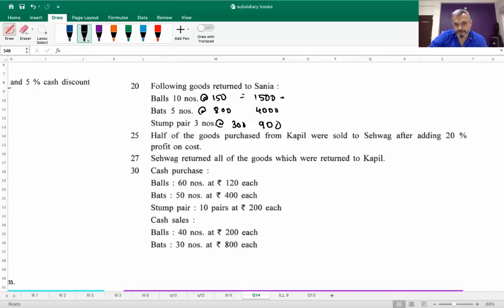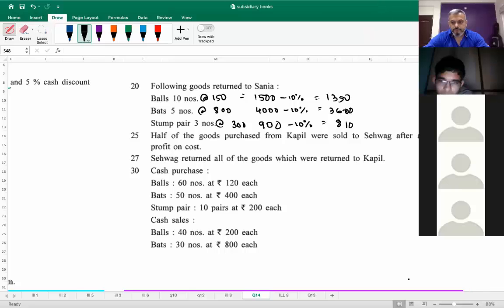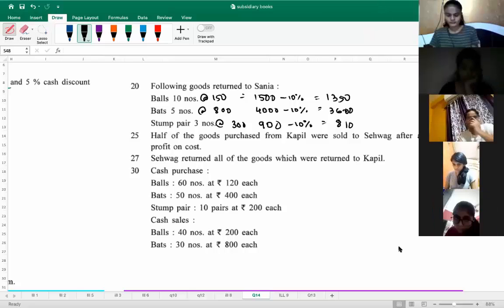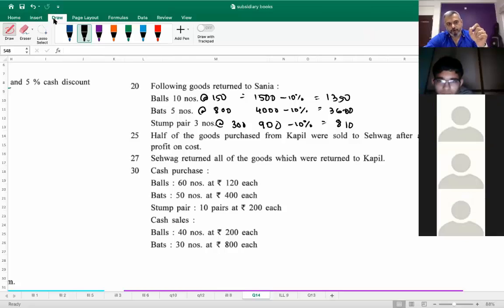But here there is 10% trade discount. So minus 10%, minus 10%, minus 10%. So it comes to 1350, 3600 and 810. Or you do it as a separate working. Don't forget the trade discount. Understood? So textbook में ही तुम लिख लो, that will be better. So you know कि how you got the numbers.